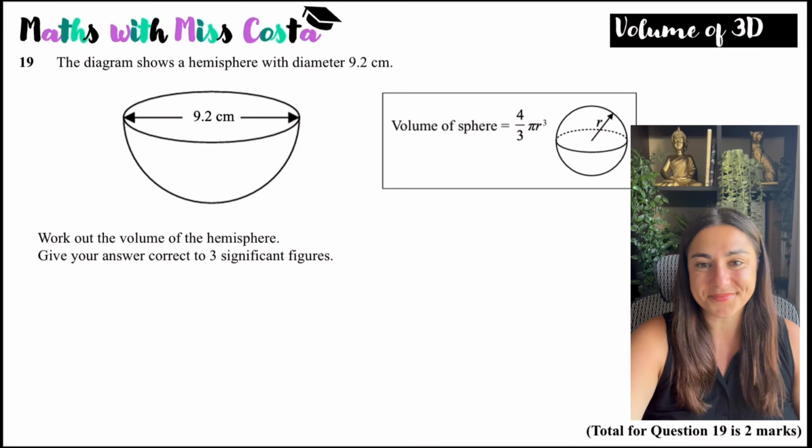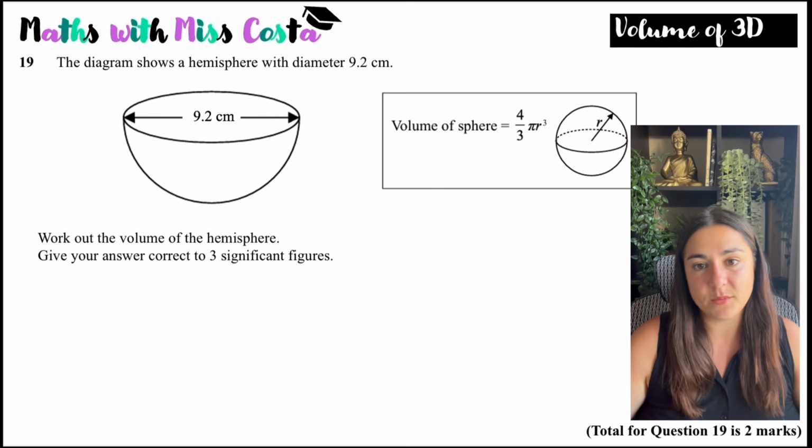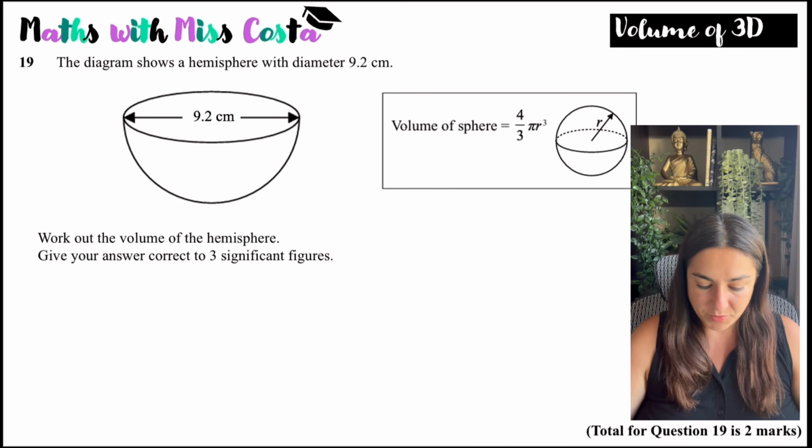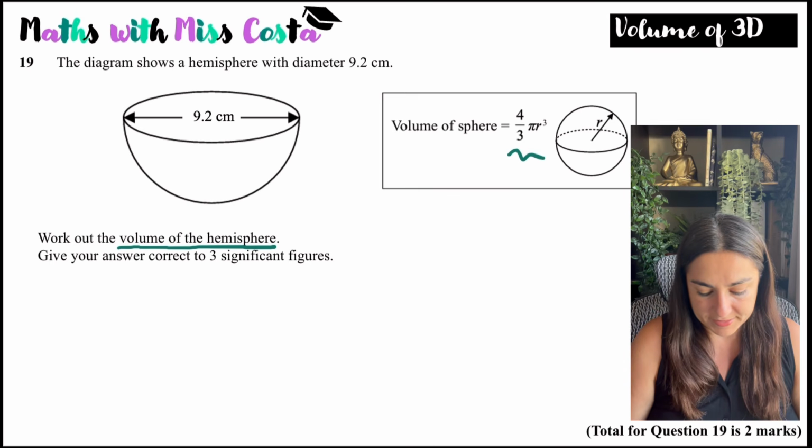Okay, so in this question I am shown a hemisphere, which is half of a sphere, and I'm told that its diameter is 9.2 centimeters, and I need to work out what the volume of the hemisphere is.